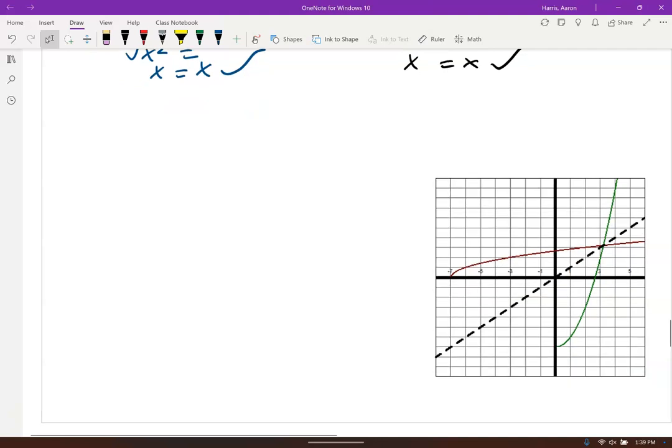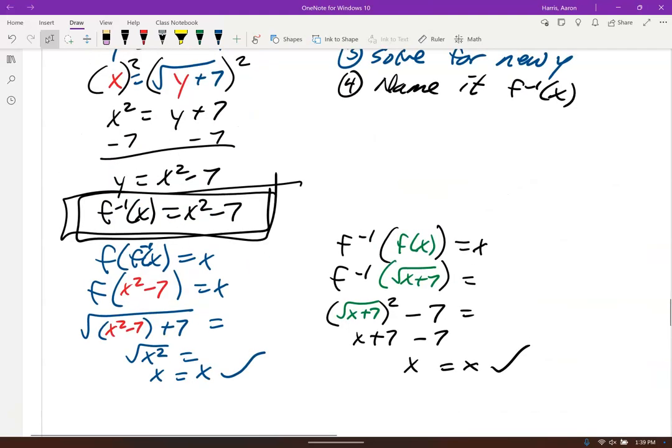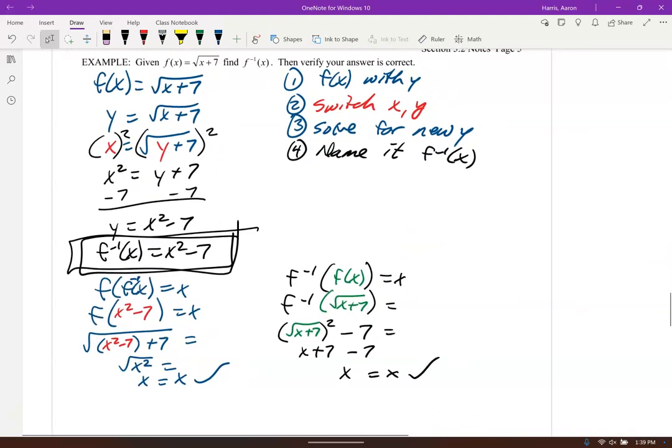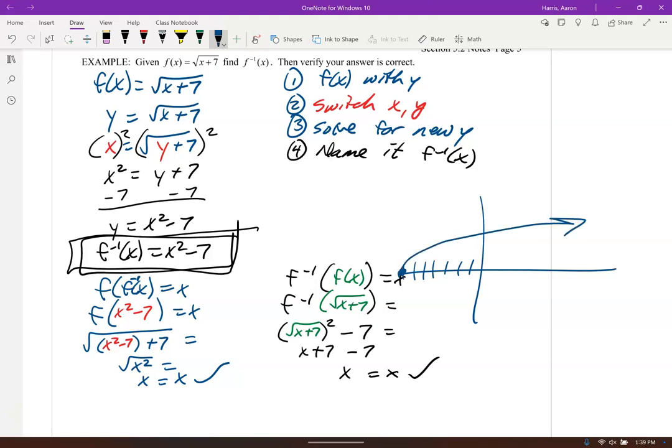This next one, there's some pictures of it, by the way. I should talk about this as far as the picture is concerned. Originally, we have square root of x plus 7. So it's the square root function, but it's moved left 7. There's our f function. Now, if you think about our inverse, we said this inverse is x squared minus 7.